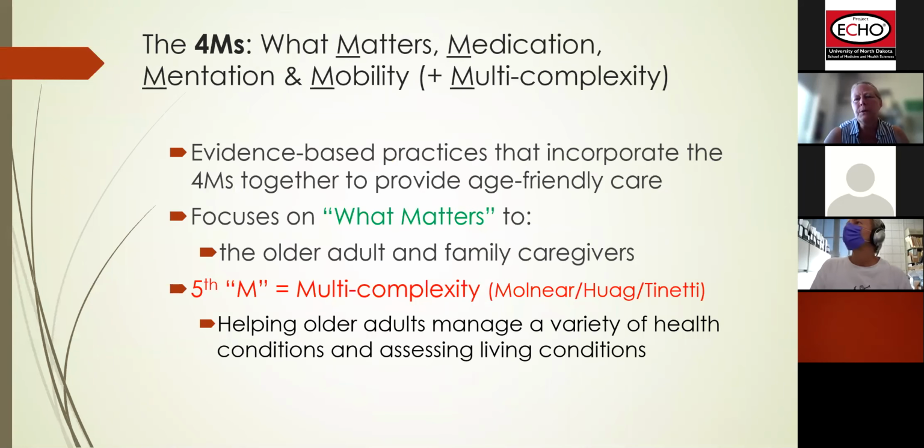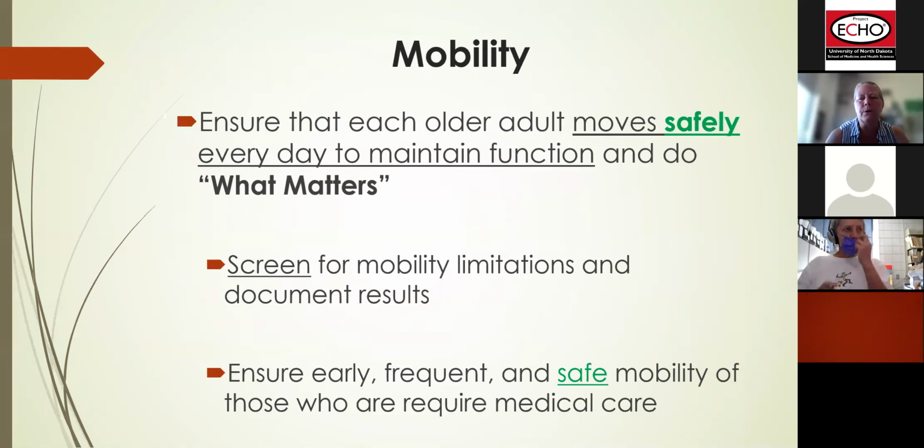So recently there has been an additive to the 4 M's. The 5th M, multi-complexity, has been added. And so these are all evidence-based entities that go together with geriatrics. So just to look at that, they all wrap around what matters with the older adult and the caregiver. So we're going to focus on mobility.